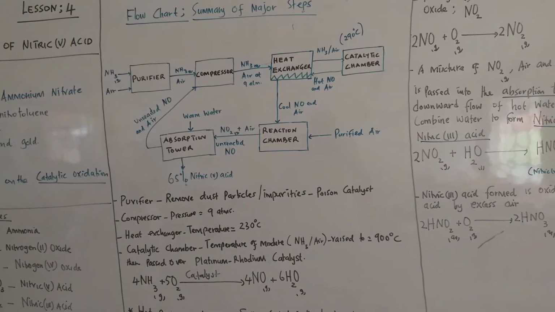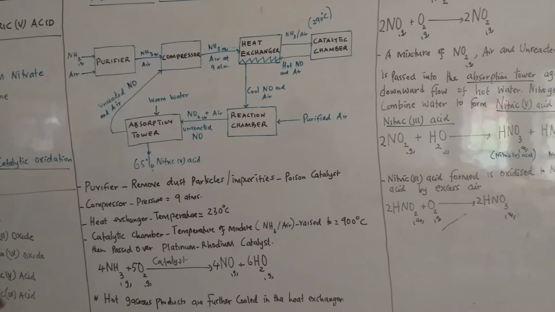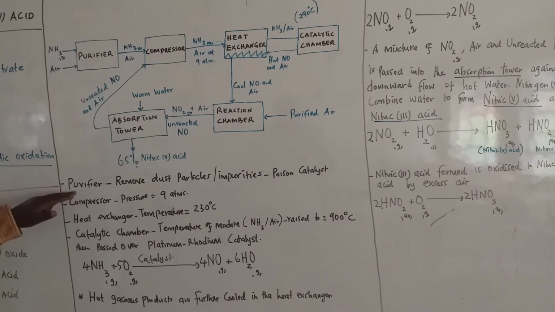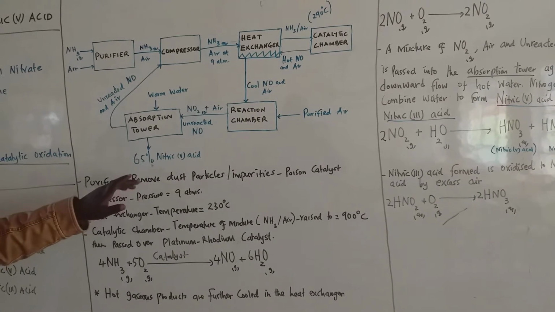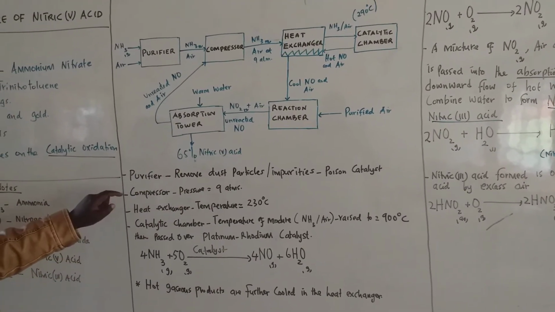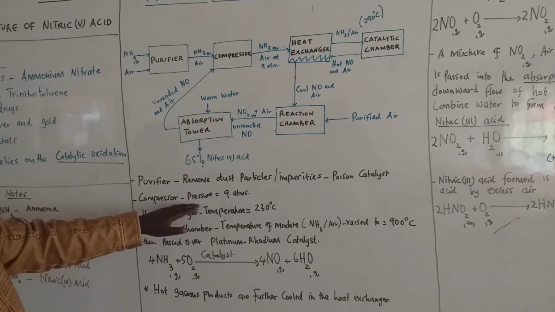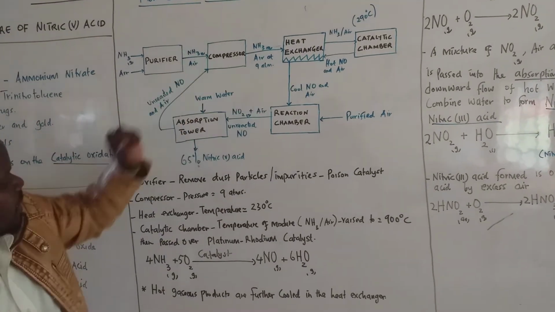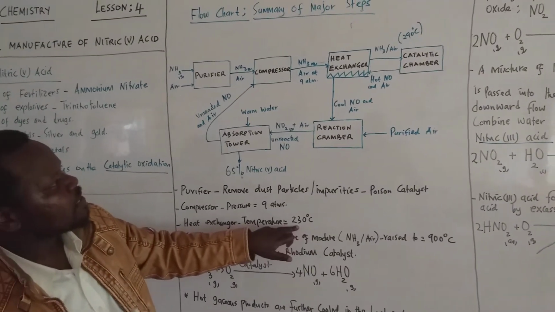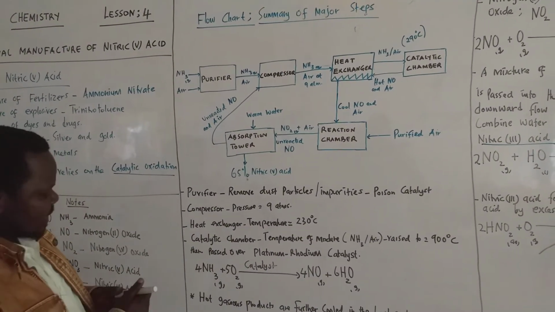So something we can also reiterate is that at the purifier, the dust particles are removed, which may otherwise poison the catalyst. At the compressor, this is where you have pressure of about 9 atmospheres. The heat exchanger, temperatures around 213 degrees Celsius.